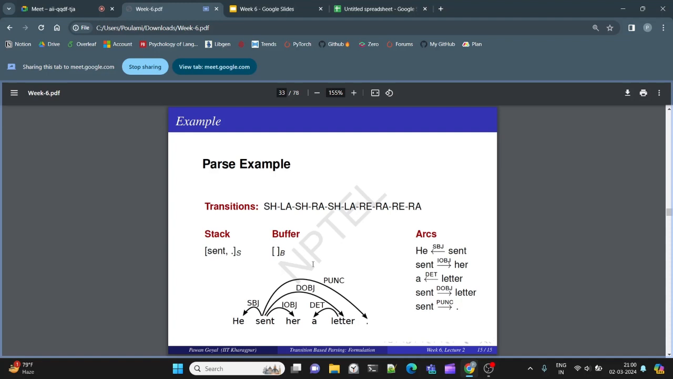You asked if I remove a word from the stack. If you remove it, it means that it has been completely processed, and only then you remove it. Yes.